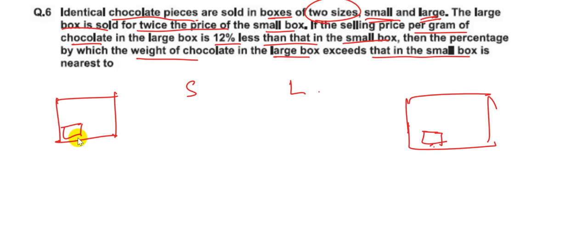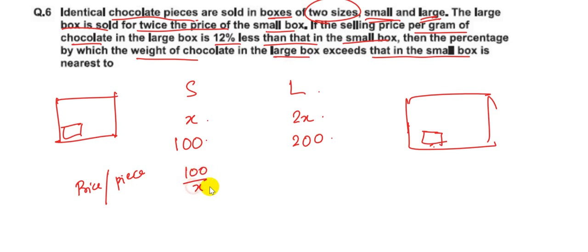So in that case, let's say we have x number of pieces in the first box, right? And in the second box we have 2x number of pieces. So by selling the first one, let's say we get 100 rupees, and by selling the second box we get 200 rupees. So which means the price per piece will be 100 by x. This would be also 100 by x.